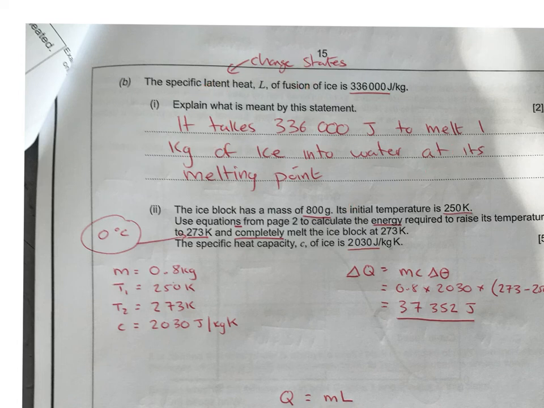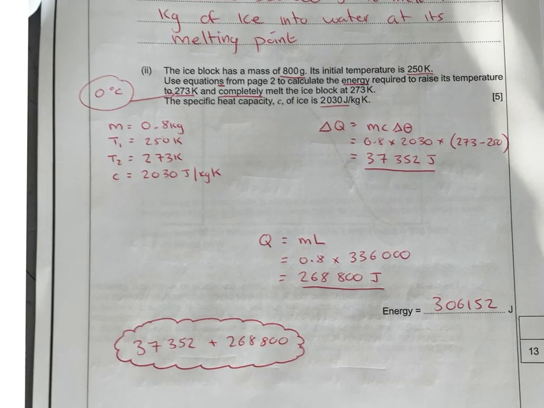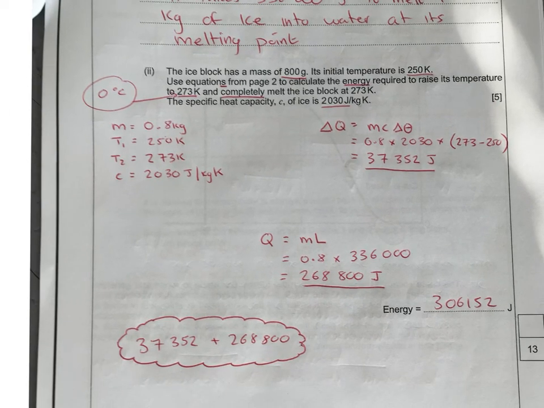But now we come on to this one, and it's a 5-mark question, so quite a bit required here. So we've got a mass, which I've written there. We've got 2 different temperatures, and we've got a heat capacity.